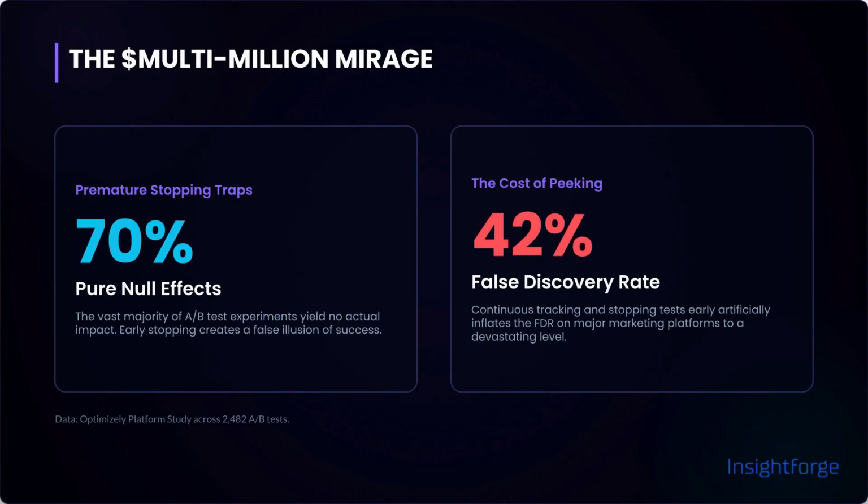In reality, the vast majority, 70% of A/B test experiments yield pure null effects with no actual impact. The cost of peaking is high. Continuously tracking and stopping tests early artificially inflates the false discovery rate to a devastating 42% on major marketing platforms, as shown in a study of over 2,400 A/B tests.